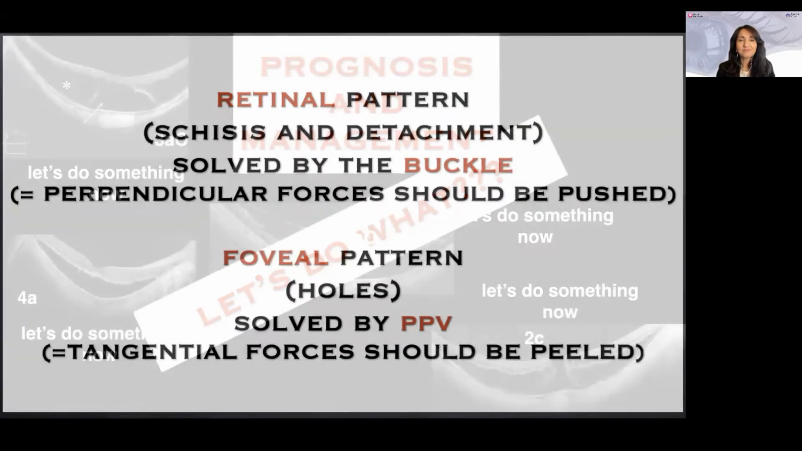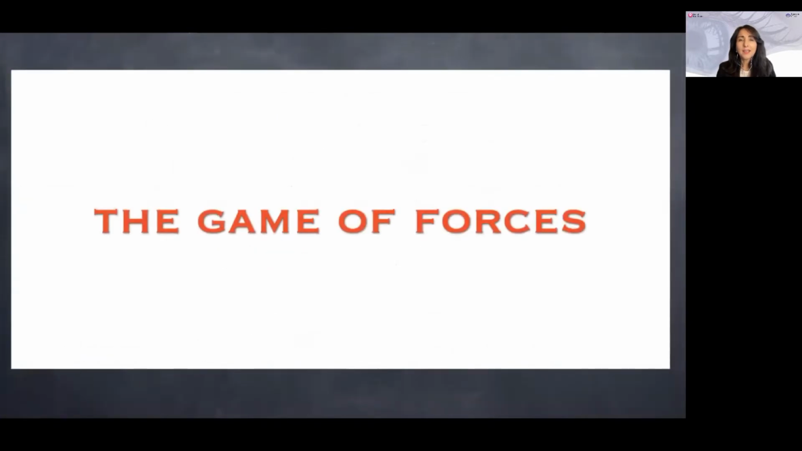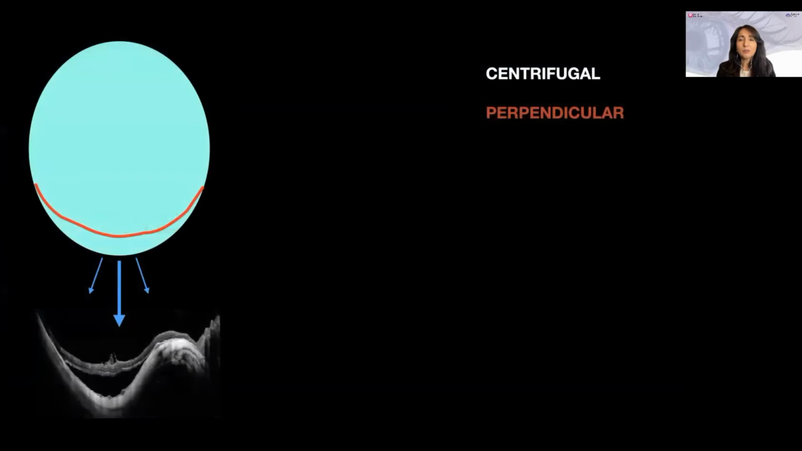But what? In summary, I can tell you that retinal patterns of MTM, like schisis and detachment, should be solved by a macular buckle because perpendicular forces should be pushed, while foveal patterns, meaning holes, should be solved by pars plana vitrectomy and maneuvers on the internal limiting membrane. In fact, tangential forces should be peeled. Again, the game of forces describes what to do.